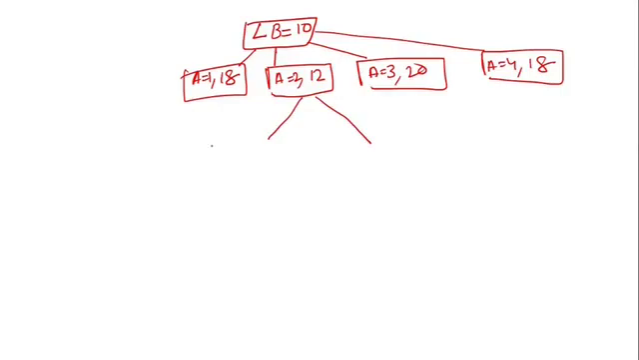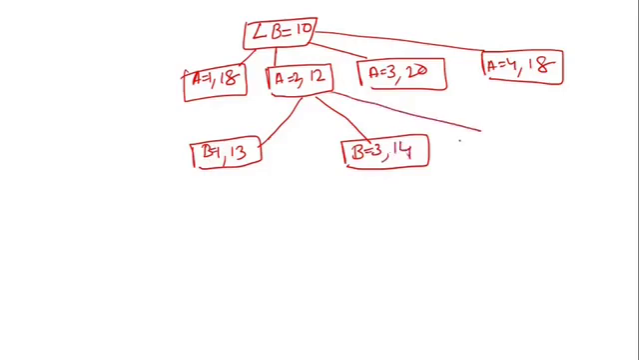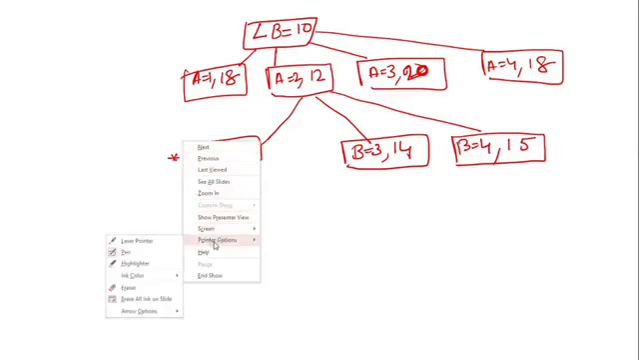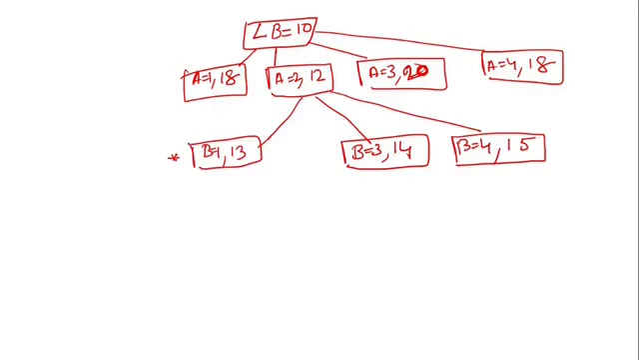Then we have this B1 13. Sorry, this is B equal to 1. B equal to 2 not possible, so B equal to 3, which comes around 14. B equal to 4 comes around 15. Now which one is the minimum? This is the minimum one. 13 is the minimum, so we will choose this one.